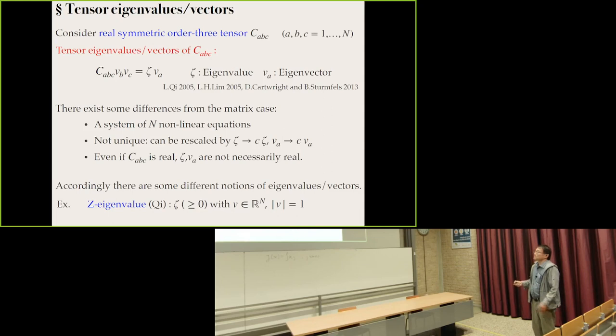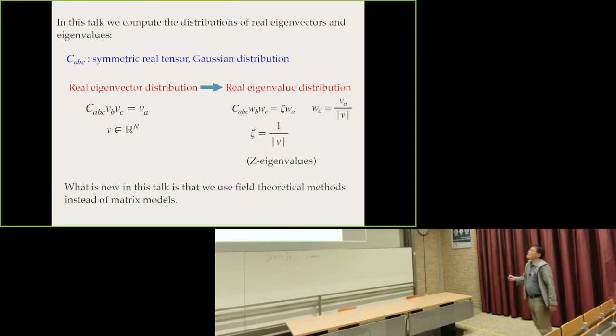Because of these differences and complications, there are different notions of eigenvalues and vectors. The relevant notion in this talk is what is called the Z eigenvalue. In this case, the eigenvector and the eigenvalue are both real, and the ambiguity is fixed by normalizing the eigenvector. The purpose of this talk is to compute the distributions of real eigenvectors and eigenvalues.